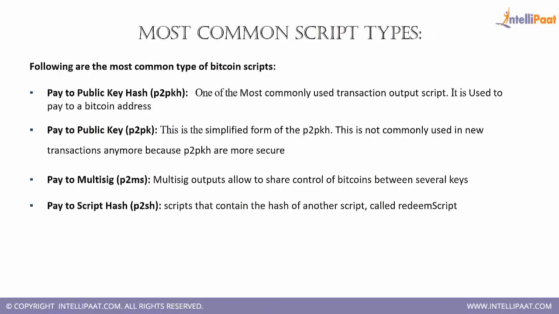Now, these are the most common types of Bitcoin scripts: pay to public key hash, pay to public key, pay to multi-sign, pay to script hash. Pay to public key hash, one of the most commonly used transaction output scripts, is used to pay to a Bitcoin address. It is typically what we see on the Bitcoin network, and the addresses typically start with 1.